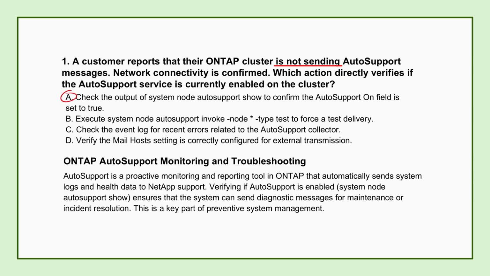Okay. So check the source first. Precisely. The direct action is to run system node autosupport show. You need to look for that AutoSupport enabled field. Is it true? Because if it's false, well, that's your problem right there. Network connectivity doesn't matter if the tap is turned off. Good point. Check the main switch before tracing all the plumbing.